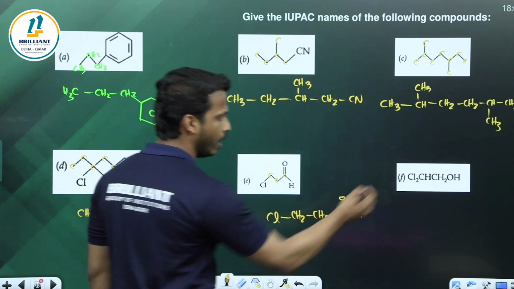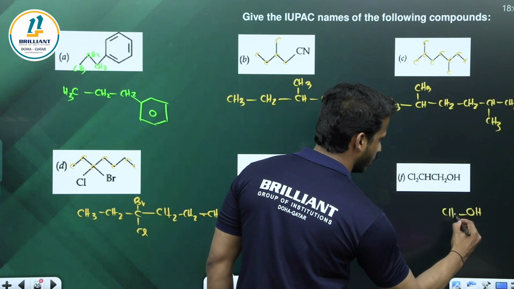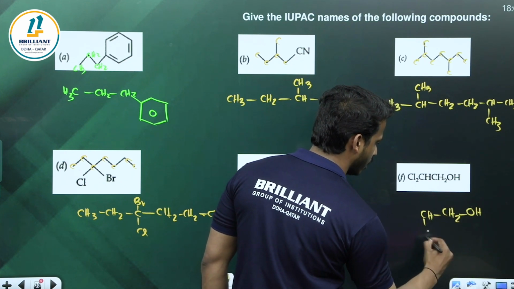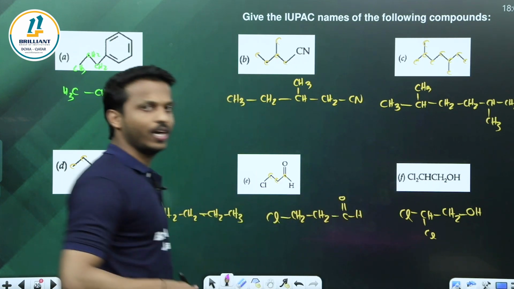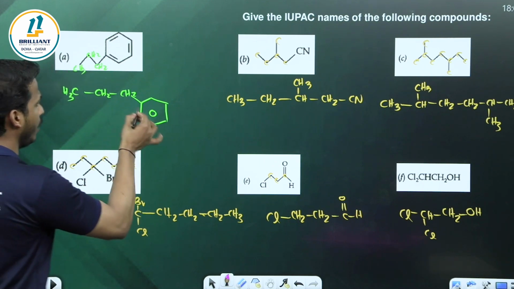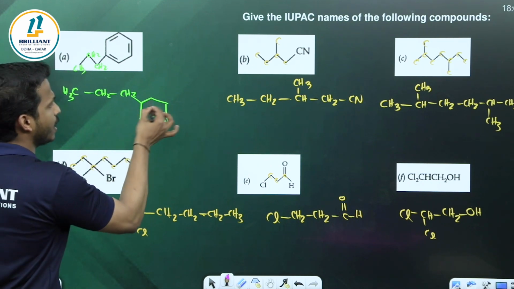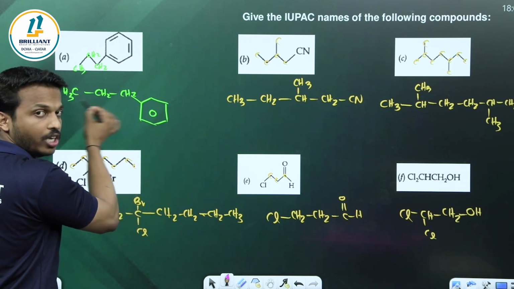Hope it's clear. What is the last one? Let me just expand. OH connected to CH2. On CH, there are 2 chlorines. Yes, this is the structure. Now let me tell you the name of each compound in detail. Dear all, carefully listen. In the first question, this is a benzene ring, it's a branch here. The main chain is this one.